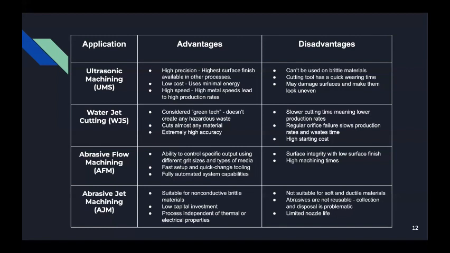For abrasive jet machining, some of the advantages are that it is suitable for non-conductive brittle materials, has low capital investment, and the process is independent of thermal or electrical properties. Some of the disadvantages are that it is not suitable for soft and ductile materials. Abrasives are not reusable for this application, which means the collection and disposal of the abrasives is problematic, and it has a limited nozzle life.